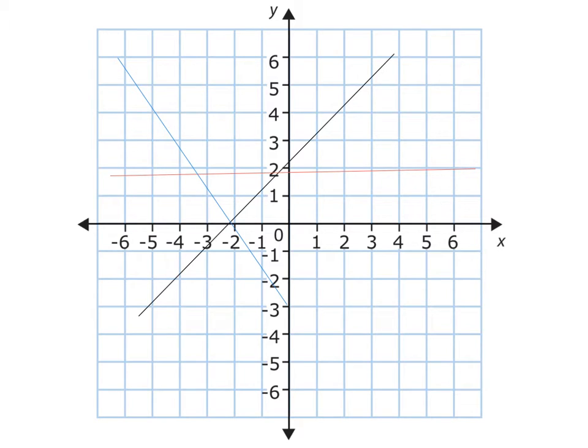We've talked about linear functions that are lines on a graph that look like these. This black line, red line, and blue line are all linear functions.